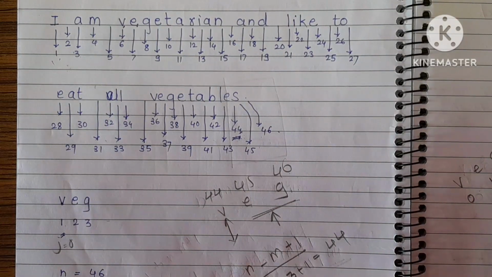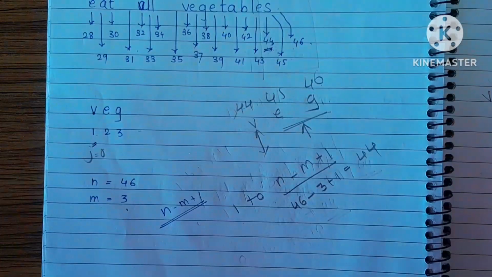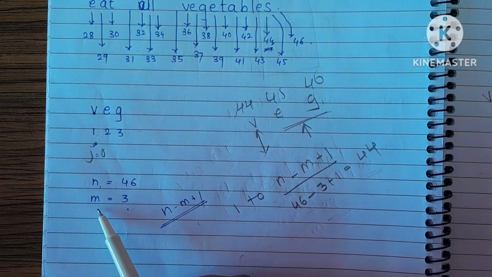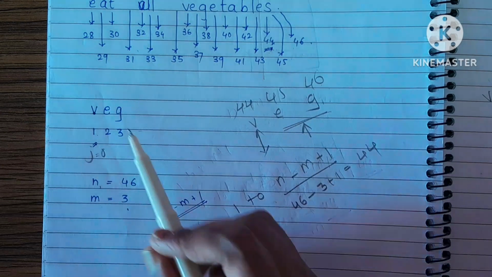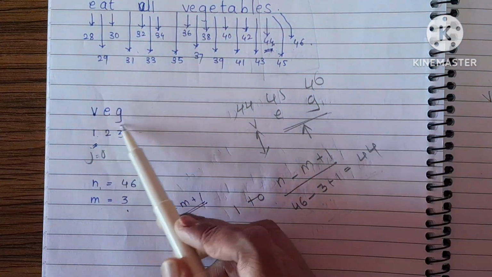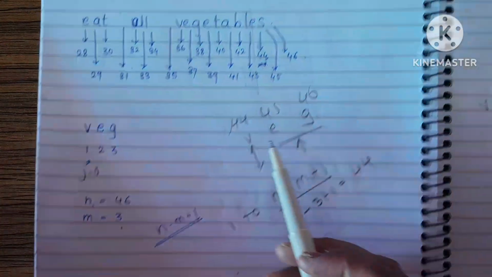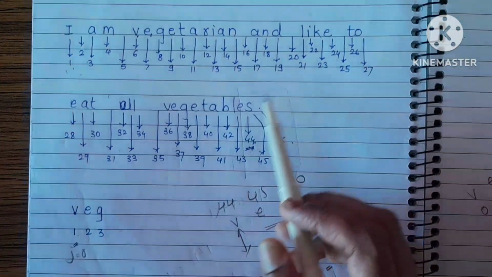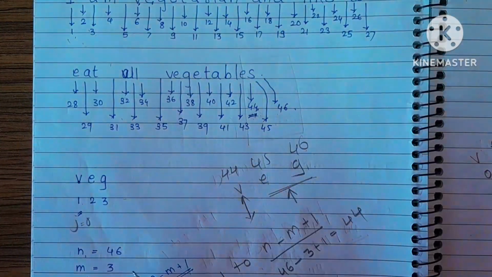As far as the naive string matching algorithm is concerned, we have the variables n and m. n represents the size of the text, whereas m represents the size of the pattern. In this example, the pattern is "veg", which is of size 3, and the text, "I am vegetarian and like to eat all vegetables", is of size 46.